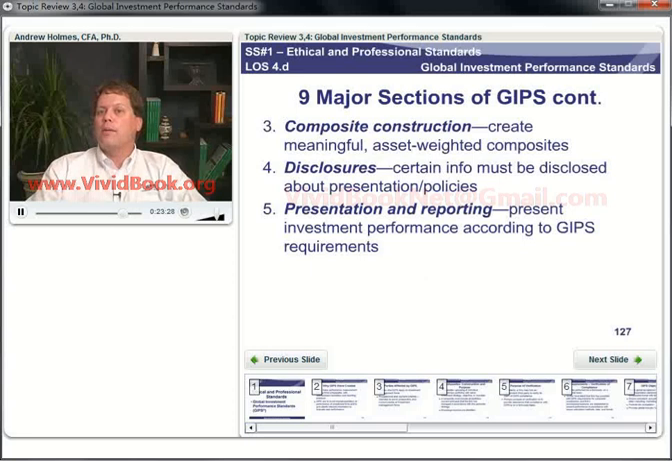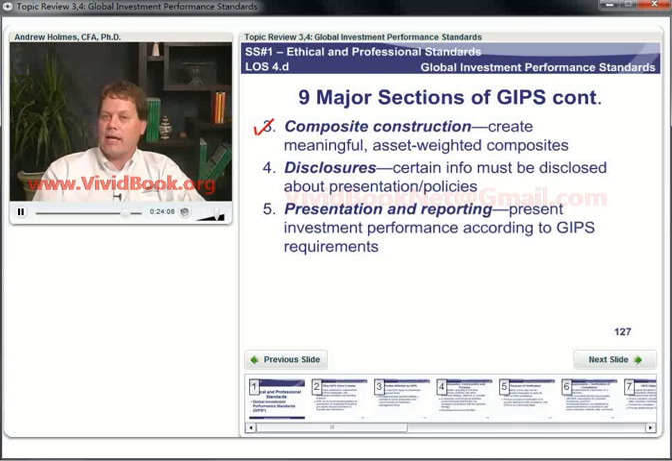Section 3 deals with composite construction. Again, the basic principle that you want to remember there is that we're going to create meaningful asset-weighted composites. Essentially, all of the actual fee-paying discretionary accounts have to be in a composite. They should be determined ex ante. That is, the grouping should be predetermined, and of course they should include current and previous clients. So composite construction is a big deal, and if you were a verifier, that would be something you'd spend a lot of time on. Section 4 on disclosures, there's information that has to be disclosed about the presentations, the policies, how the calculations were made, those types of things.